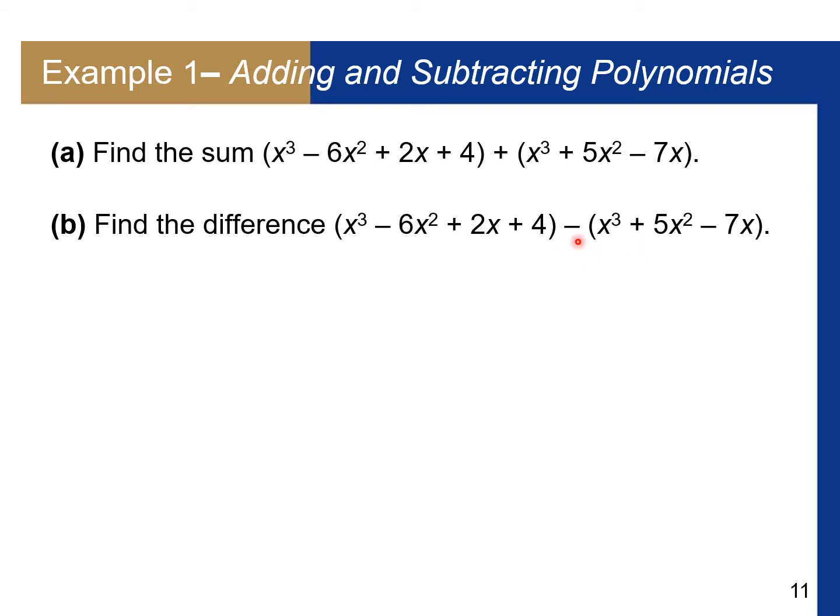Here, when I do the difference, I'm going to distribute the negative to each term in the second parentheses. So this first one will be negative, this will be negative, and this will become positive. So let's take a look.